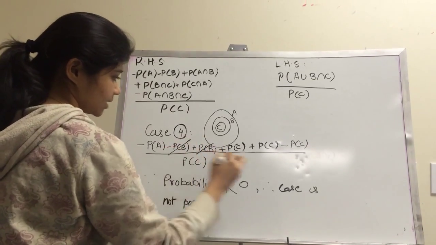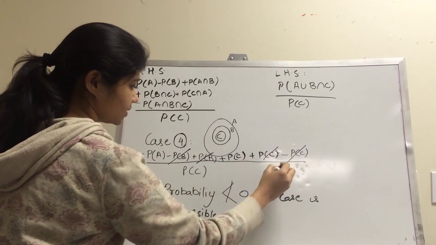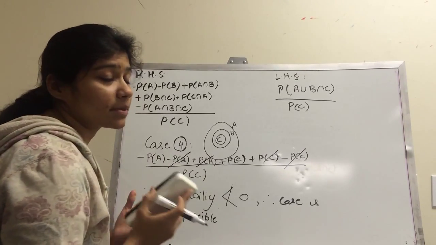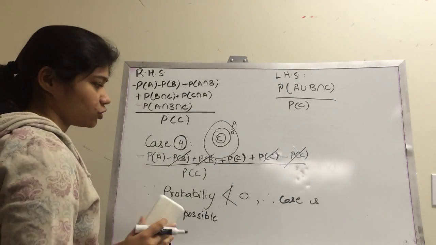This term is cancelled by this, and this term is cancelled by this. Yet again this probability is coming out to be negative, and since probability can never be negative, therefore this case is also not possible.